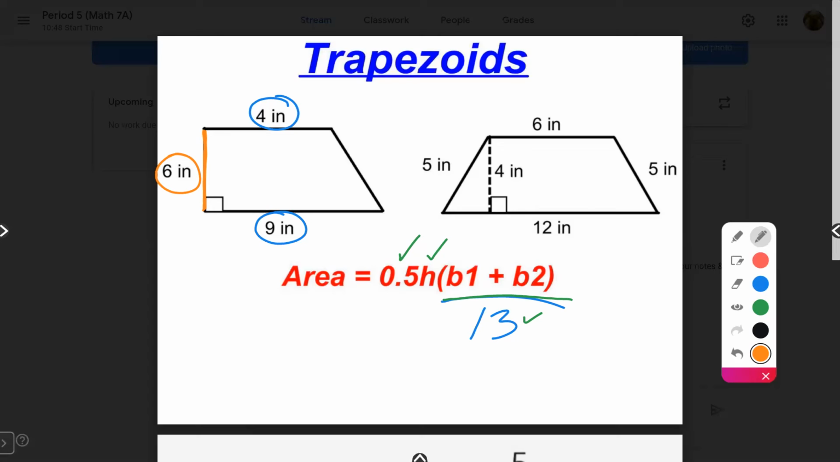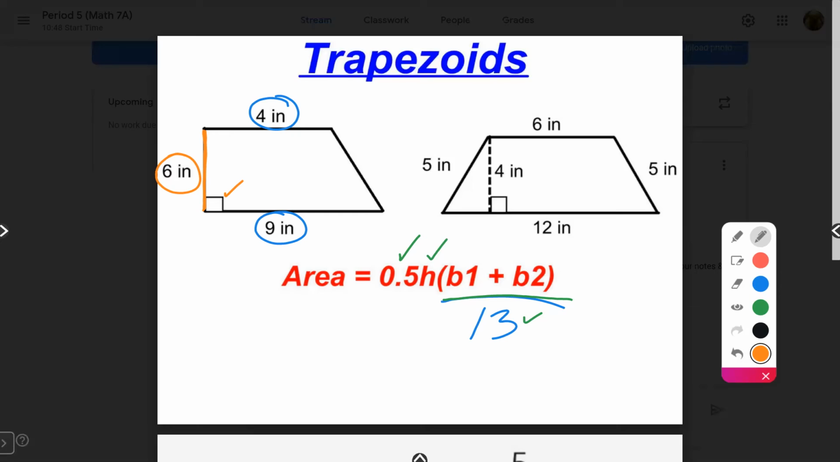The height of a trapezoid always has to form a 90-degree angle with the bases. Again, let me say that again. The height of a trapezoid always has to form a 90-degree angle with the bases. If we want to get into mathematical lingo, the height and the base of a trapezoid are always perpendicular to one another. They form this 90-degree angle. Never will the height be a slanted variant. It'll always be perpendicular with either of the bases.